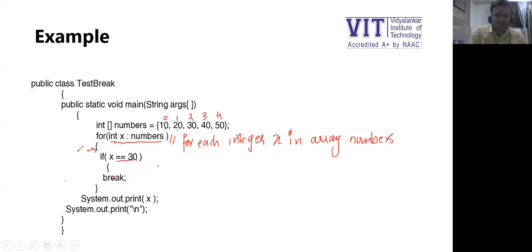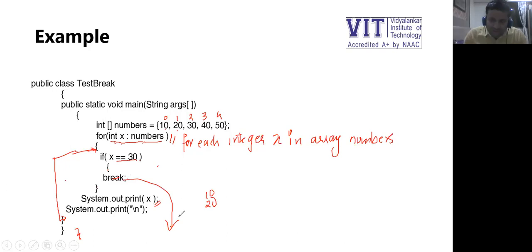So this for is here, this if is here. For each integer x in numbers, is x equal to 30, then break, else print x. So 10, is it equal to 30? No, so it prints 10. Then 20, is it equal to 30? No. Then 30 is equal to 30, yes, break. Break means control will come out of the for.